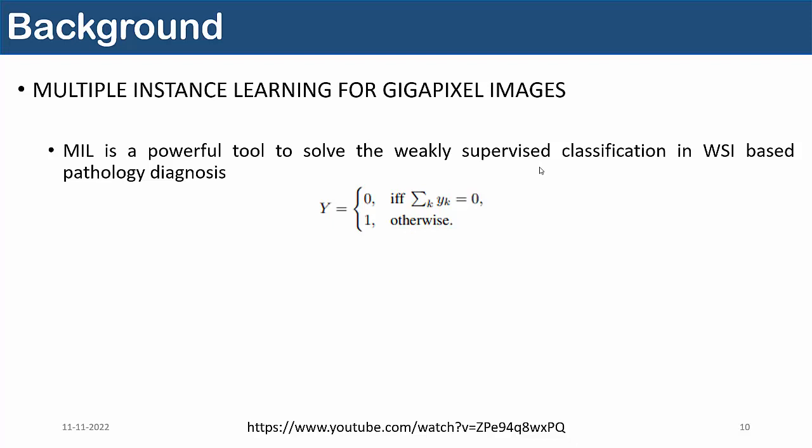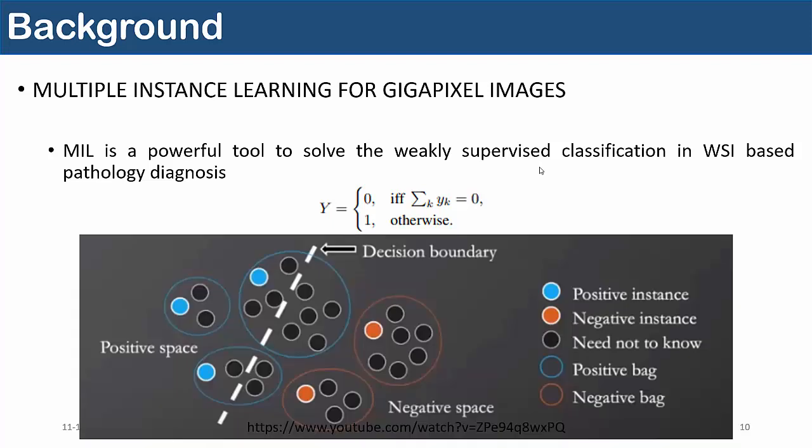Just imagine a bag has got many instances. If any one of the instances is positive, then the bag is going to be positive. If all the instances are negative, you have to label that bag as negative, right? So the crux is, if any one of the instances is positive, that means there is cancer, and then the bag should be labeled as cancerous. Otherwise, it should not be labeled as cancerous.